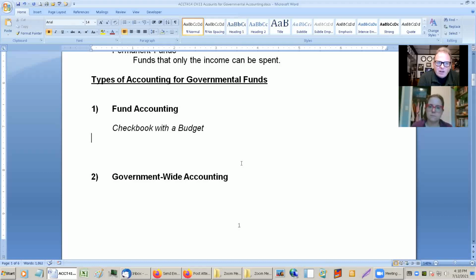And so when we talk about fund accounting, we're talking about expenditures. If you buy postage stamps, it's an expenditure. If you pay employees, it's an expenditure. If you buy a truck, it's an expenditure. If you buy a building, it's an expenditure. Everything is an expenditure.